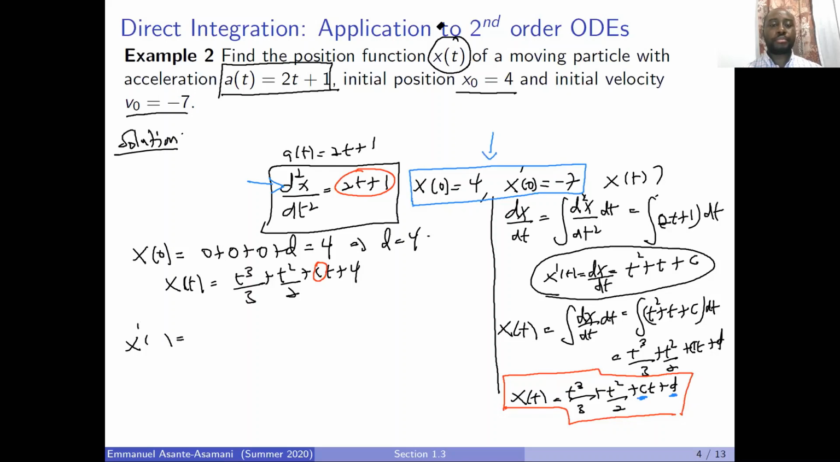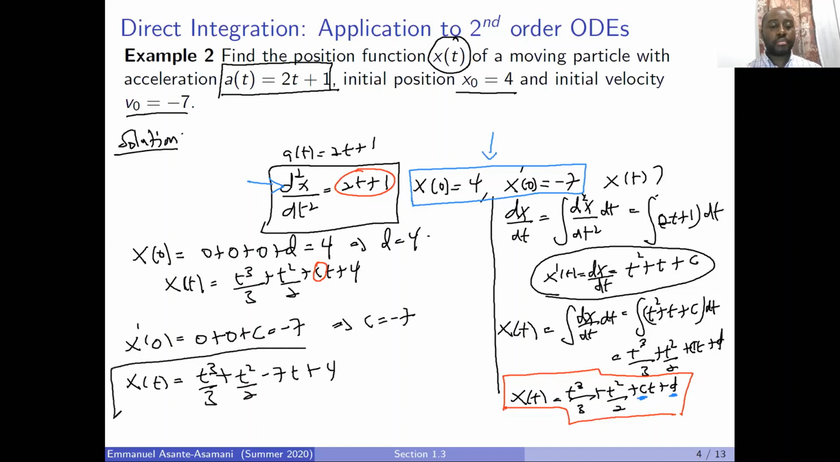So we'll say that x prime of 0 is supposed to be minus 7. And so using the equation for the first derivative, we know that this is 0 plus 0 plus c. This is supposed to be minus 7, which implies that my c is minus 7. Right? And so my particular solution is now t cubed over 3 plus t squared over 2 minus 7t plus 4. And we have found our particular solution.